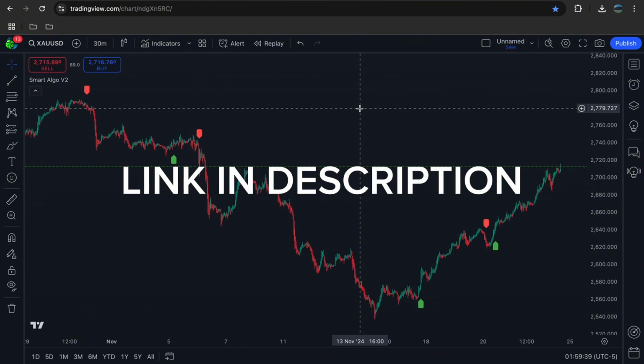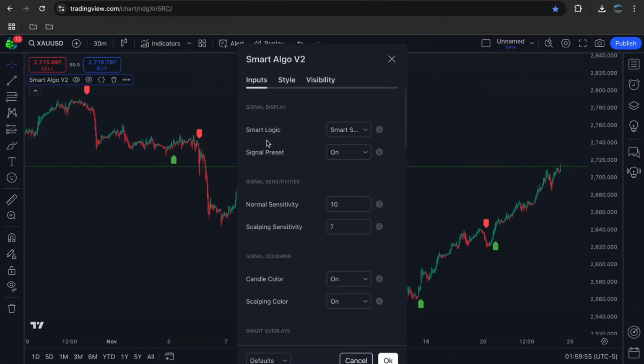Let's get into it. Alright, so let's take a closer look at the Smart Logic feature. This is the foundation of Smart Algo, and where you choose between two main modes, the Smart Signals and Smart Scalper. Each mode is designed for a specific type of trading style, and I'm going to explain how they work in detail. If you're someone who trades across all time frames, you'll probably use Smart Signals most of the time.